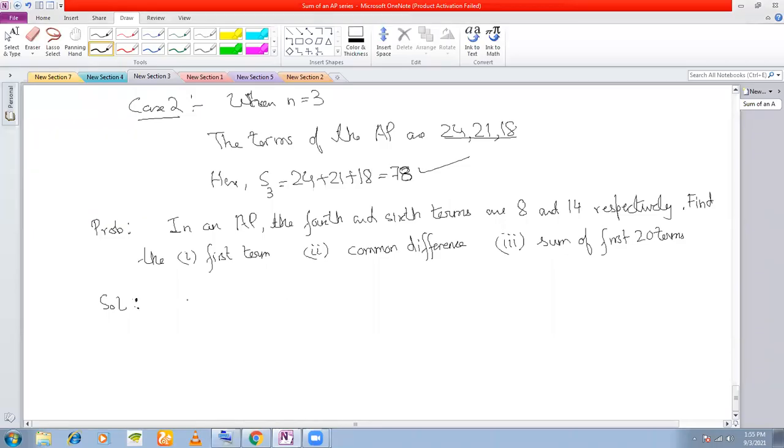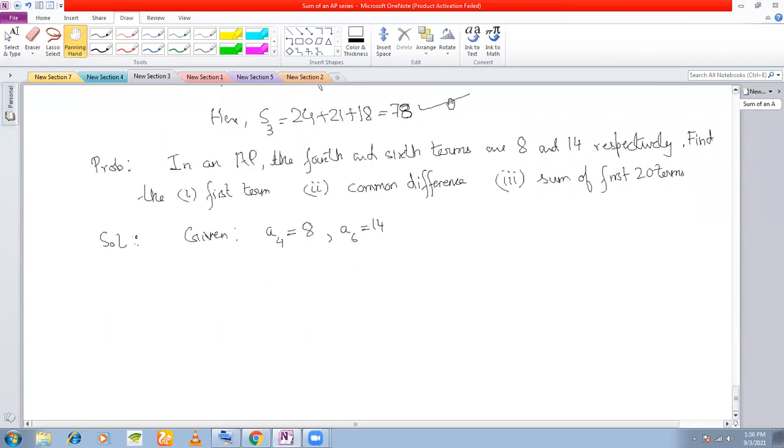So now if you see, the fourth and the sixth terms are given. Given here is A4 equal to 8 and A6 is equal to 14. These two are given. Now these two will help you get the first term and the common difference of the AP.